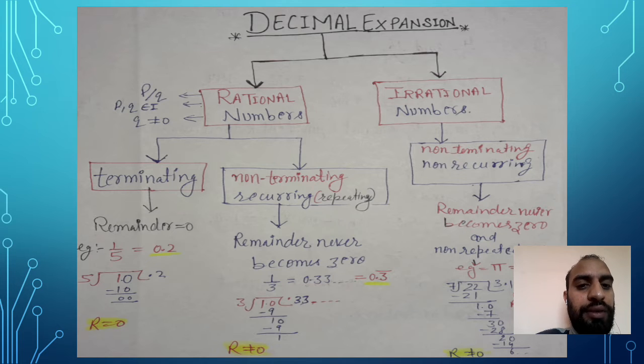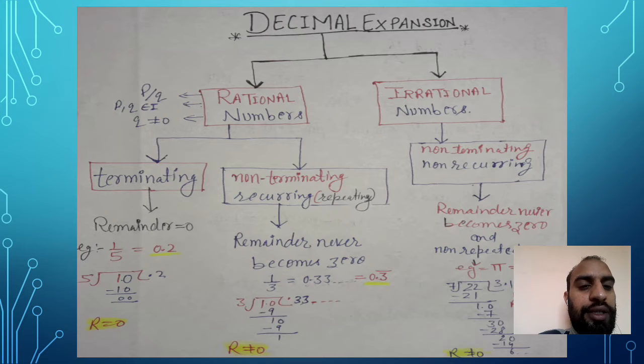Let's take an example. 1 upon 5 is equal to 0.2. You can see how I have divided downside. I need to write 5 outside and 1 inside. Then you can put the decimal, so it becomes 10. 5 twos are 10 and the remainder is equal to 0. This is the case of terminating. So I can say in this way that the terminating decimal expansion belongs to rational numbers.